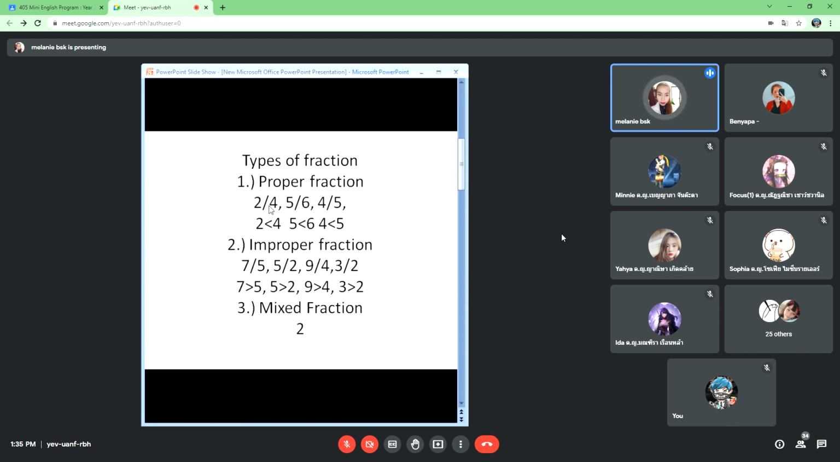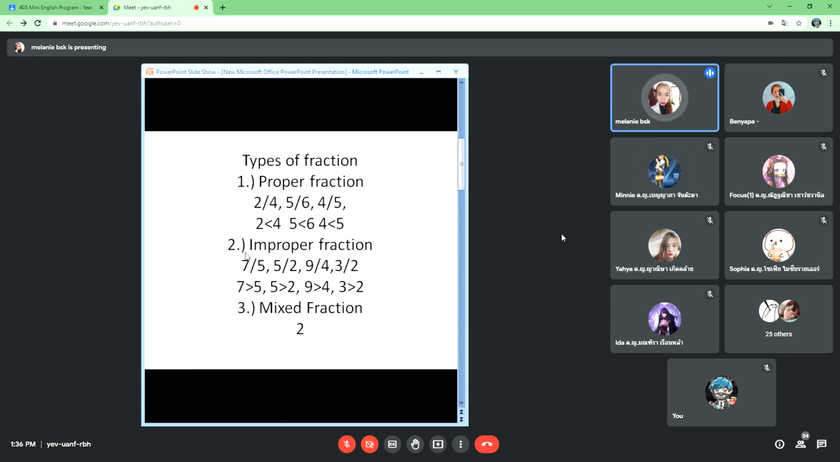We have the example here. 2/4 is a proper fraction. Why? Because 2 is less than 4. What else? 5/6 is a proper fraction, because 5 is less than 6. Another one, 4/5, is a proper fraction, because 4 is less than 5. 4 is the numerator and 5 is the denominator. Do you understand, Minnie? The proper fraction? Yes.